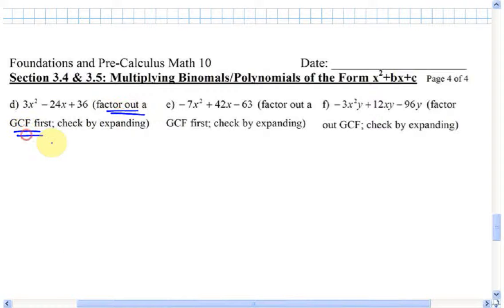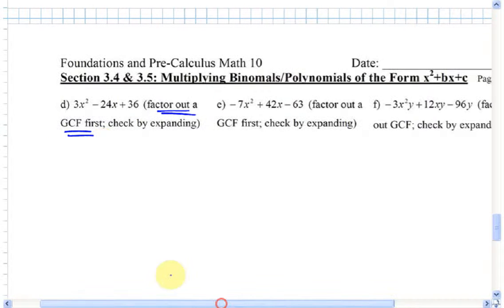Whenever you see a number in front, I strongly suggest you see if you can factor out a greatest common factor. Remember we did that in section 3.1? If I gave you the numbers 3, 24, and 36, what's the greatest common factor for this? What number divides evenly into all of them? Remember this? 3, good.